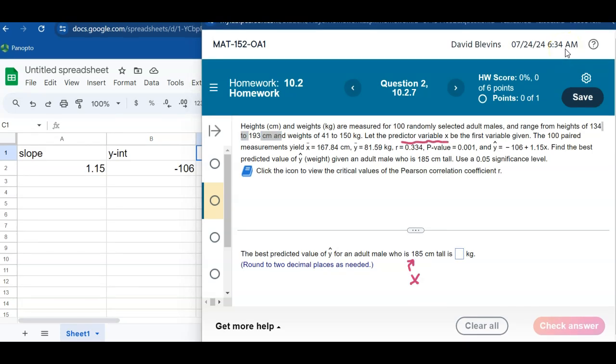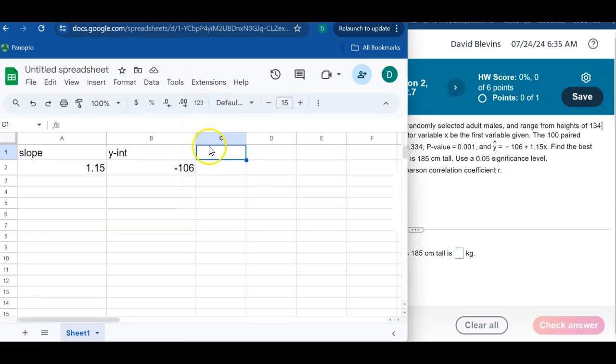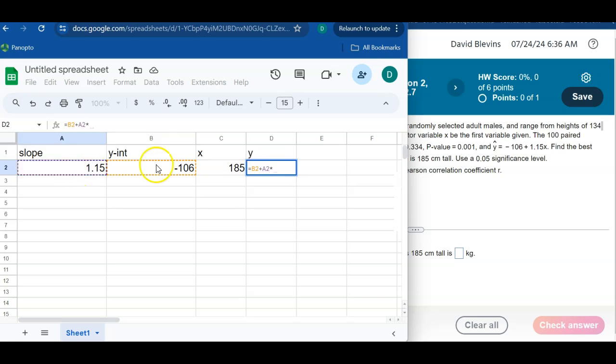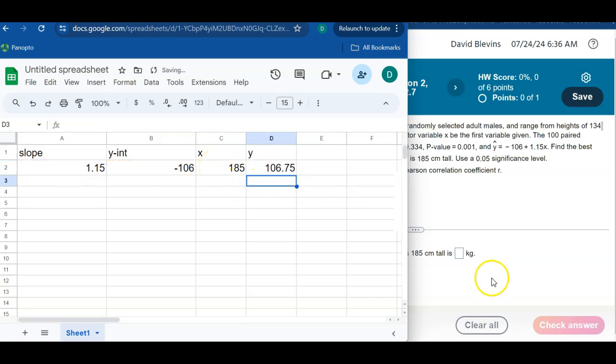The predictor variable x is the first variable given, so that is our height. It's a height because of the unit of centimeters, and we're predicting the weight because that's in kilograms. That's the y that's missing, that we're predicting. I'm going to put x down here, the 185. Here's what I'm going to type. To get y, I'm going to do y equals the negative 106, click that, plus 1.15, click that, times my x value. So there's what I get, 106.75.